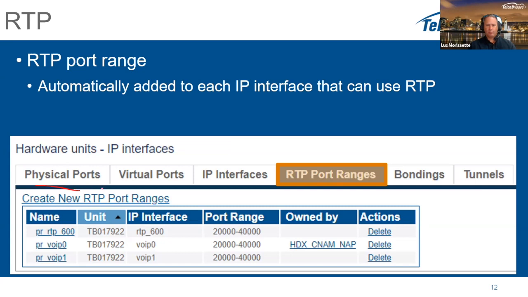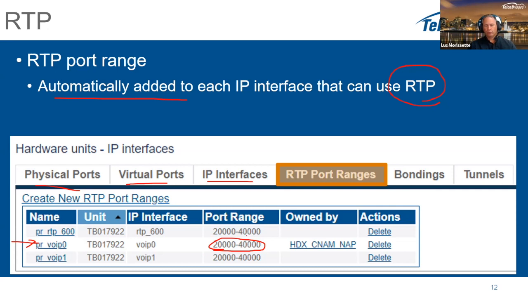So we went through the physical port, virtual port, and IP interfaces. Now the RTP port ranges here are automatically added. As soon as you have an IP interface that has RTP, they will automatically create an RTP port range. The default port range will be 20,000 to 40,000. And for each voice over IP call that is created, it will use one of those UDP ports for the RTP session. So each call will use a different RTP port.